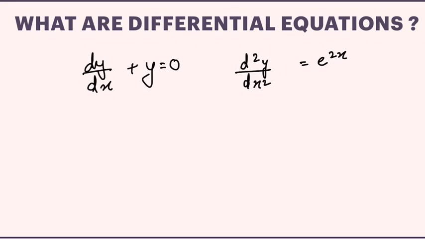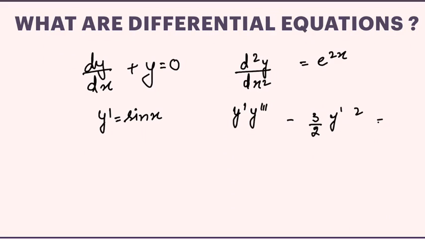Another example would be y dash is equal to sine x. Let us see one more example. y dash y triple dash minus 3 by 2 y dash square is equal to 0. Look at this equation where y dash is basically dy by dx, or the first order derivative of y with respect to x. y triple dash is nothing but d cube y by dx cube, that is the third order derivative of y with respect to x, and so on.